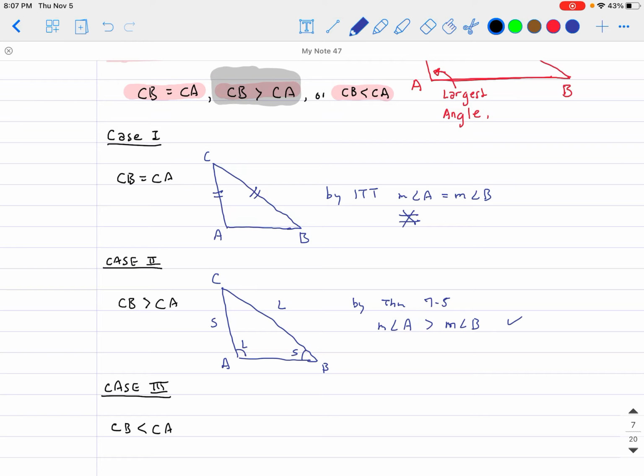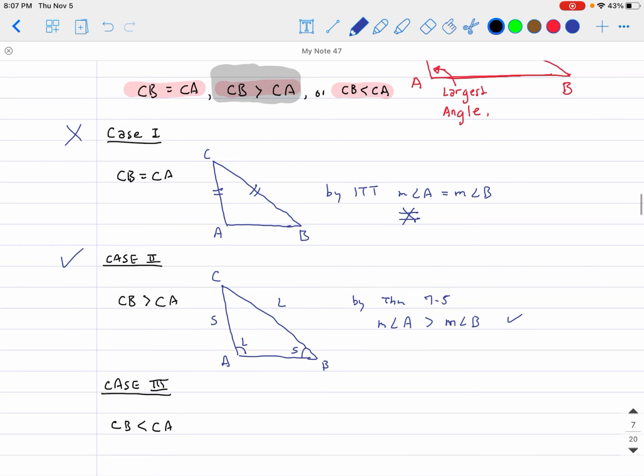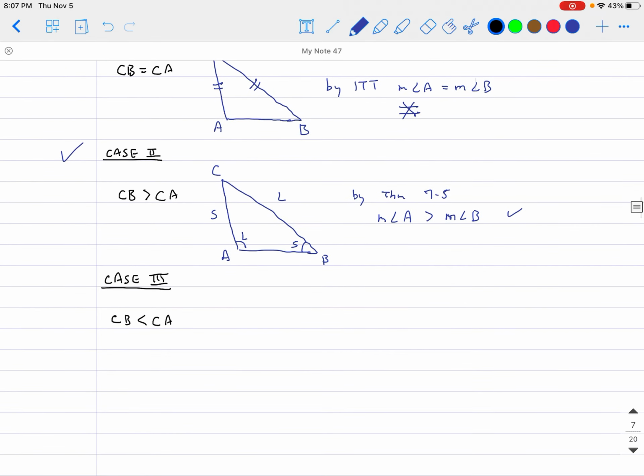So, you know, nothing is contradicted here. So I like that idea. All right, so it looks like case 2 looks like it's working. Case 1 is going to be crossed out. And now let's look at case 3. What happens if CB is less than CA?